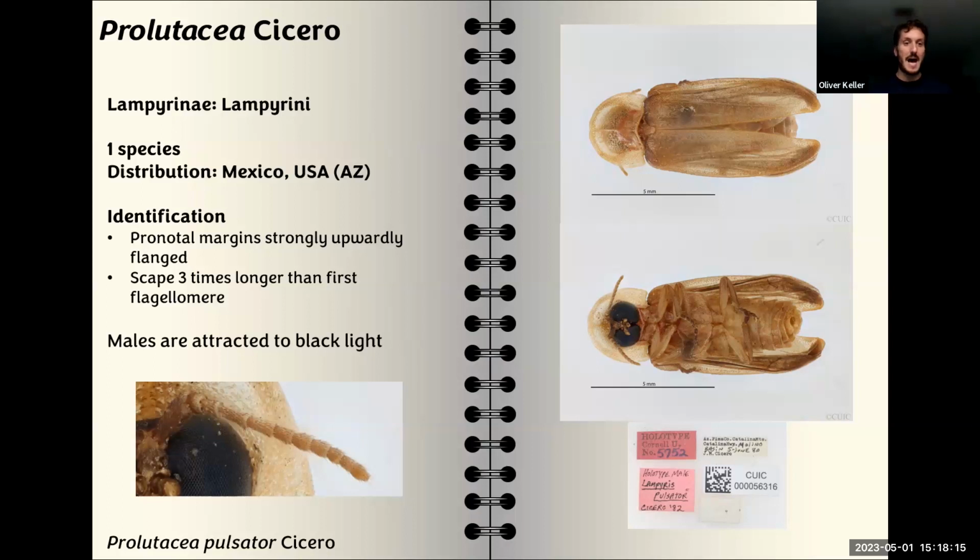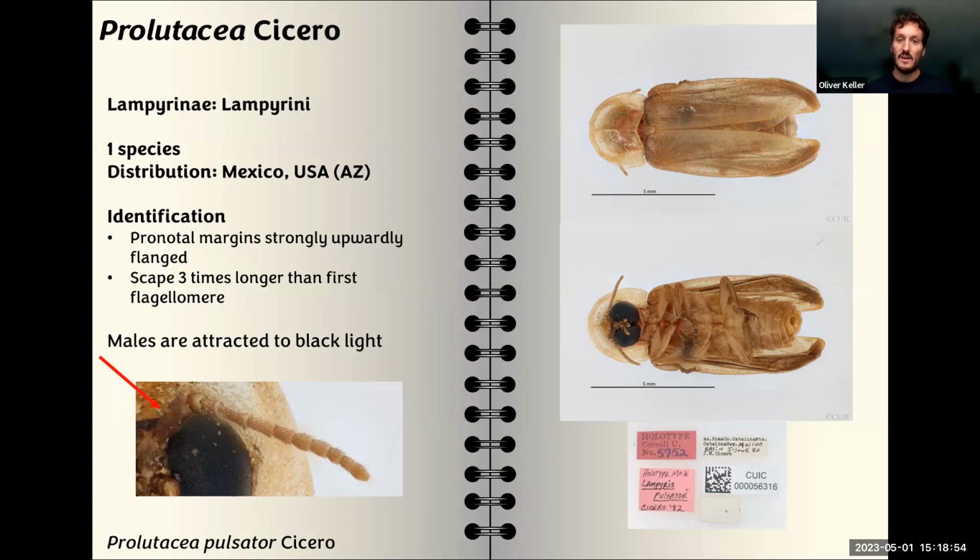Pronotal margins strongly upward flanged. So when you look at the pronotum from the side, it would be kind of moved upward. And then the scape, the first segment of the antennae, is 3 times longer than the first flagellomere, which would be the third segment. So the first is 3 times as long as the third segment of the antennae. And these guys actually come to black light. And they also have windows, smaller than in Phausis, very different distribution from Phausis.